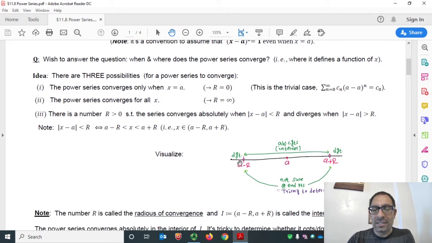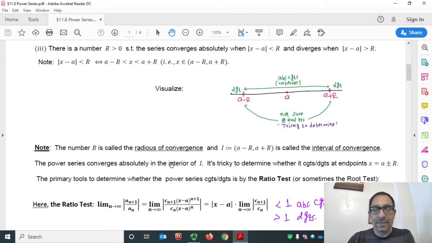So in visualization, let's see in this diagram, a is the center of the power series. There is a number r which is called the radius of convergence, this distance, and then the interval is a minus r, a plus r. So inside this interval, the series converges absolutely. Outside this interval it diverges, and at the endpoints of this interval, which are a minus r and a plus r, we don't know whether they converge or diverge. So the number r is called the radius of convergence, and the interval from a minus r to a plus r is called the interval of convergence. The power series converges absolutely in the interior of I, and it's tricky to determine whether it converges or diverges at the endpoints x equals a plus or minus r.